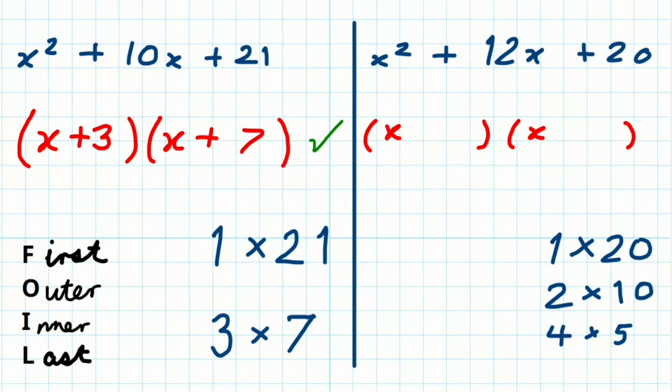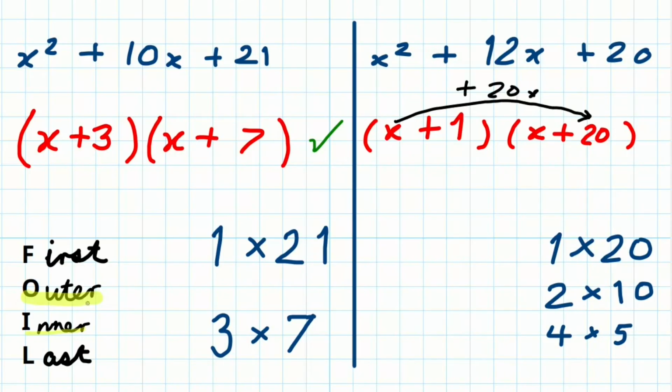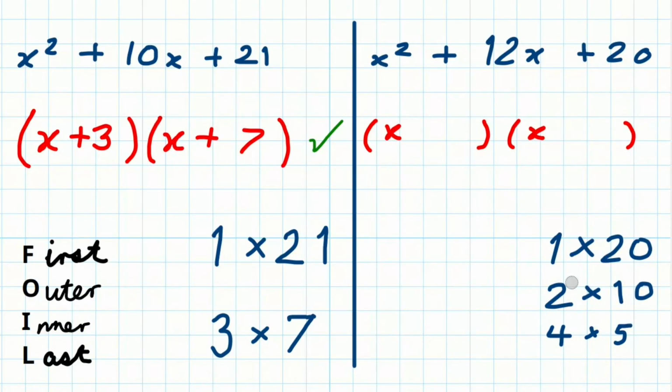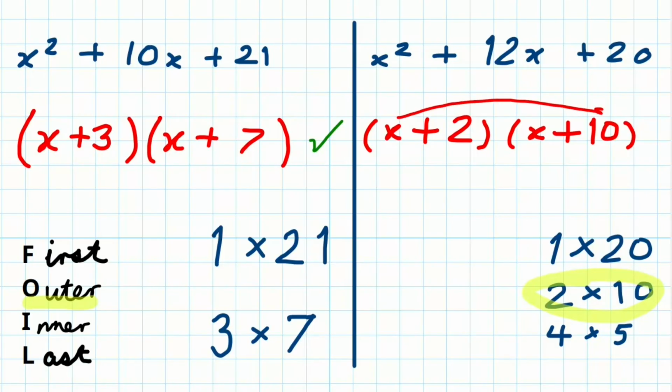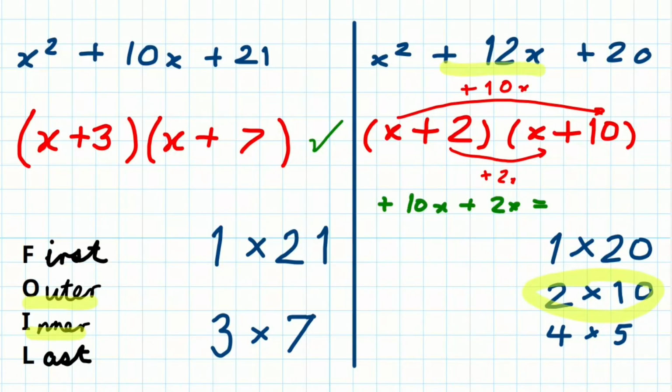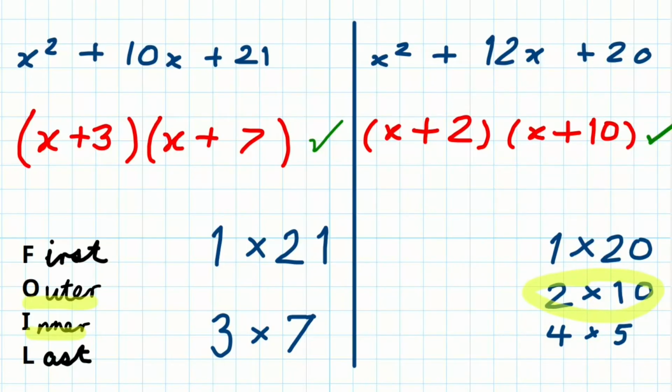So suppose we tried x plus 1, x plus 20, then when you multiply that out, the outer terms would multiply to plus 20x, the inner terms would multiply to plus 1x, add those together, you get plus 21x. That's not what we want. So try the next one, x plus 2, x plus 10. If we multiply the outer terms, we get plus 10x. Multiply the inner terms, we get plus 2x. Now plus 10x plus 2x does simplify to plus 12x. So that is the answer we need, x plus 2, x plus 10. If you'd said x plus 10, x plus 2, that would also have been correct.